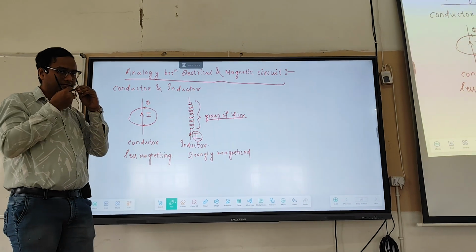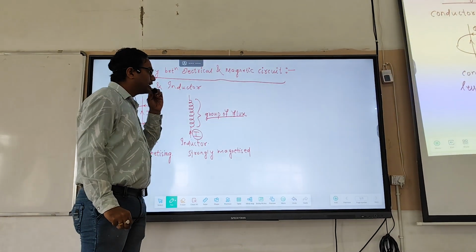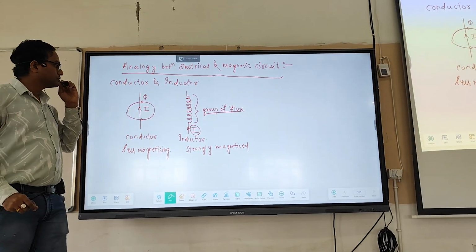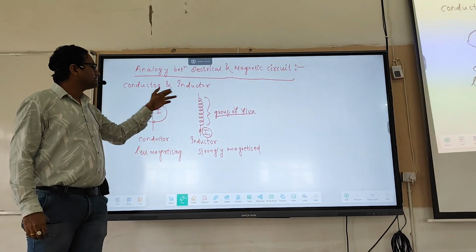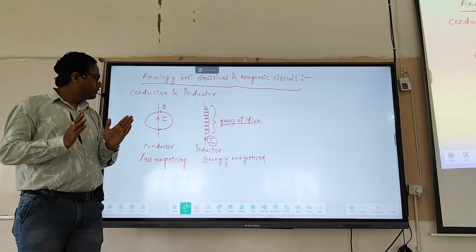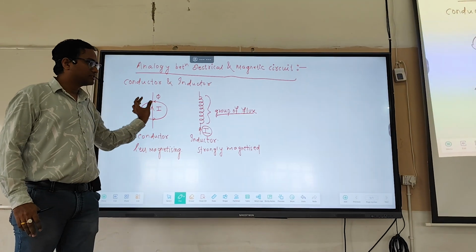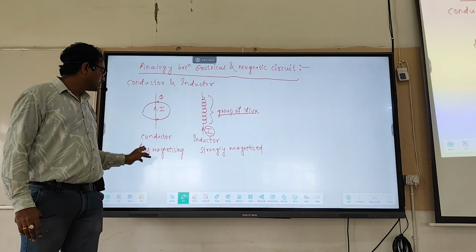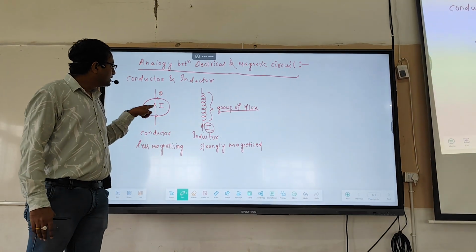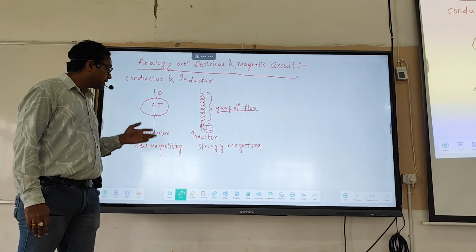Today we discuss inductor and capacitor and the analogy between electrical and magnetic circuit. So here first we will see what is the difference between conductor and inductor. In conductor, number of turns is not there. It is a simple structure and it is less magnetizing, because for only one current, one set of flux lines will be created.